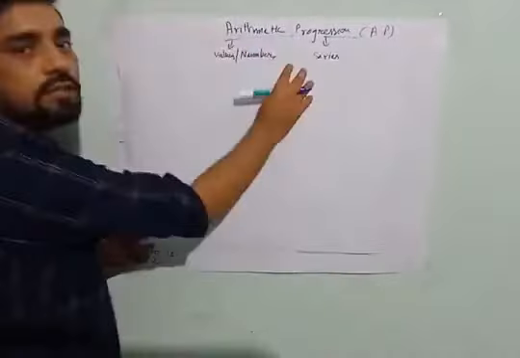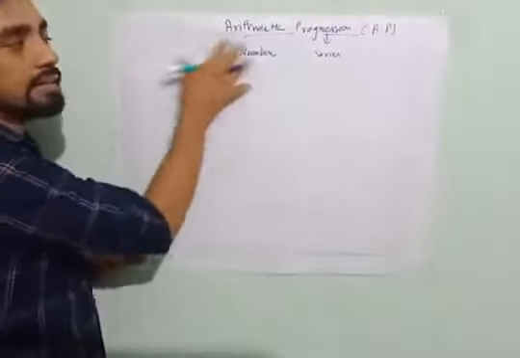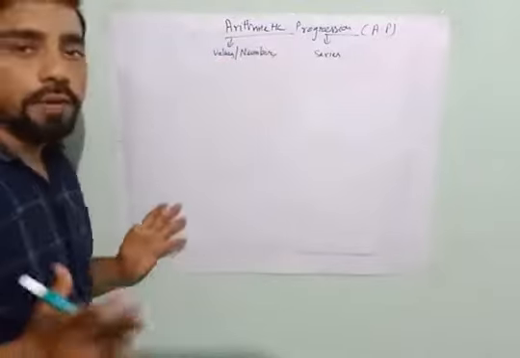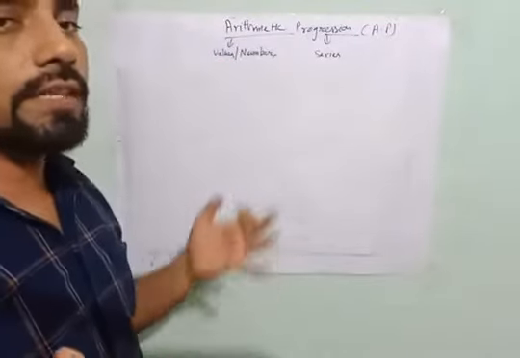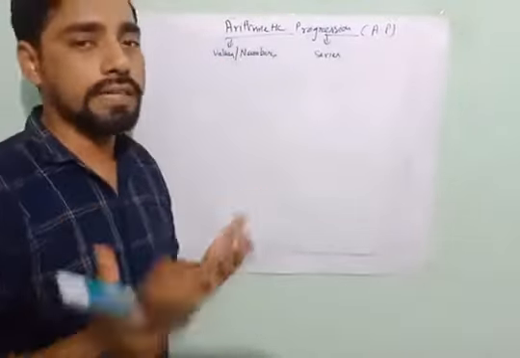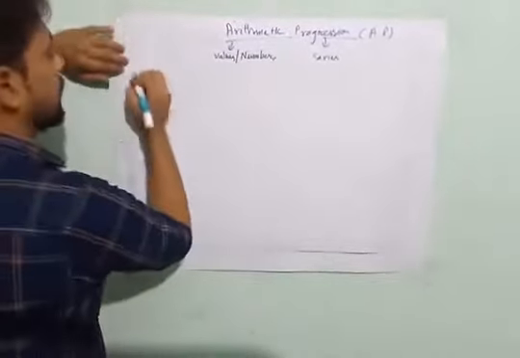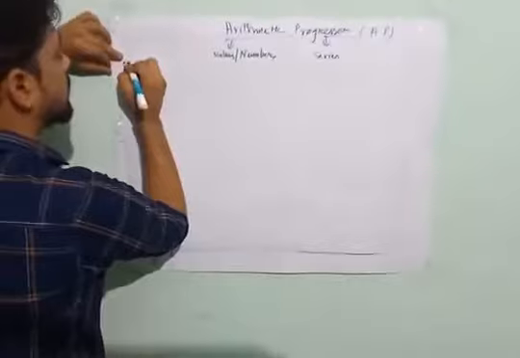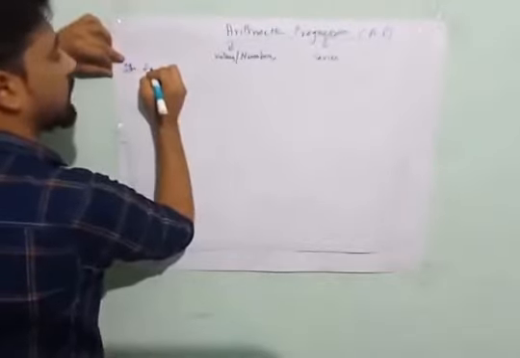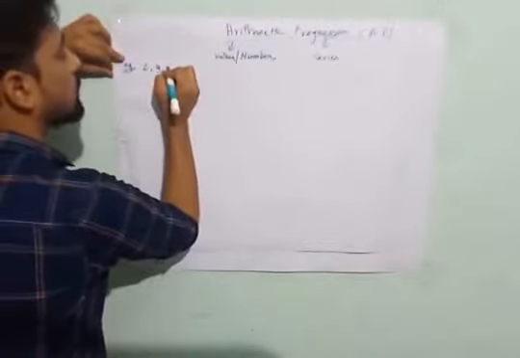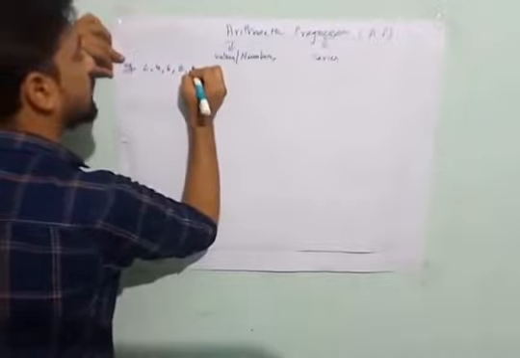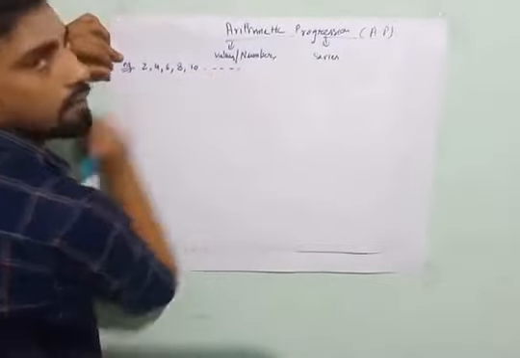By combining these two terms, we can say that a series of numbers which have a constant difference among the numbers of the series is called an AP. Let us assume an example to understand this concept. Suppose I have written 2, 4, 6, 8, 10 and so on.